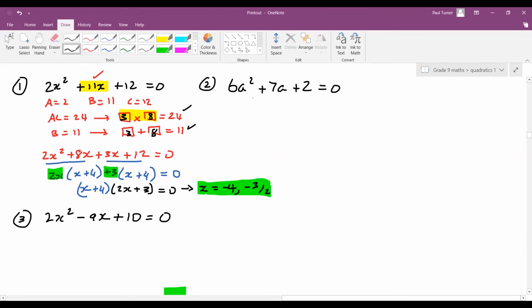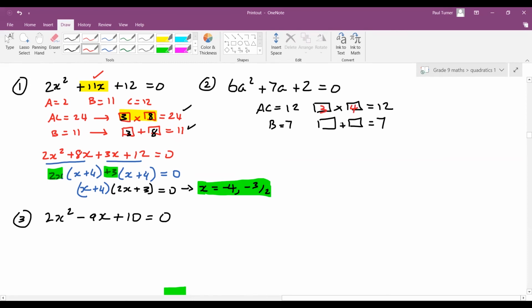Question 2. So AC is going to be 6 times 2, which is 12. So that means the two numbers you want multiplied to be 12. And B is 7, the middle number. So the two numbers you want to add to be 7. So this is looking like 3 and 4, isn't it?